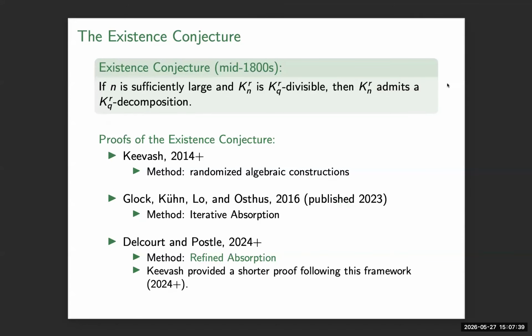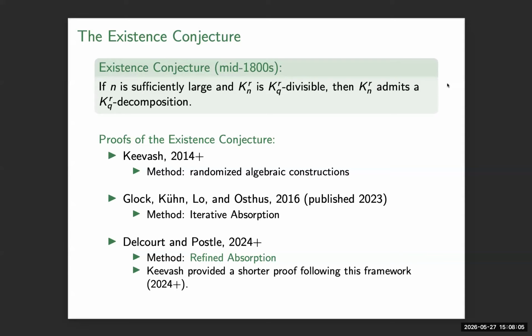The existence conjecture was open, right, since the mid-1800s, and it was only fully resolved in the past decade or so, so quite recent. First, it was resolved by Keevash in 2014. He used a method called randomized algebraic constructions, and this really opened the floodgates, right? I do feel like once you know something is true, maybe it's easier to approach it with other proofs, right?